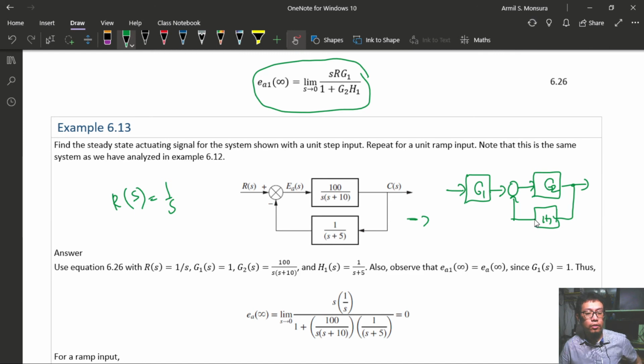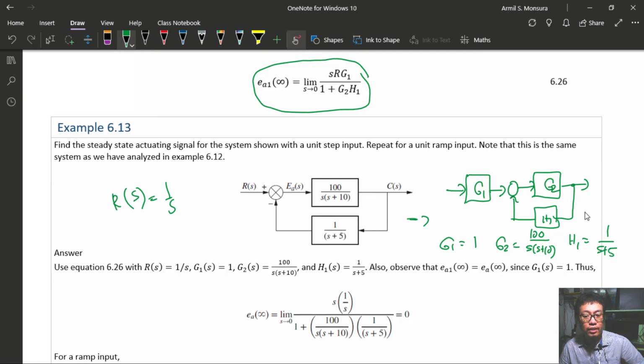Okay. So, now, from there, we should see na yung G1 ninyo is basically 1. Okay, kasi diretso yung signal nyo to, so you have a unity transfer function for your input transducer. Tapos ang G2 natin is itong forward transfer function, which is 100 over S times S plus 10. Okay. And then yung H1 natin is basically 1 over S plus 5.